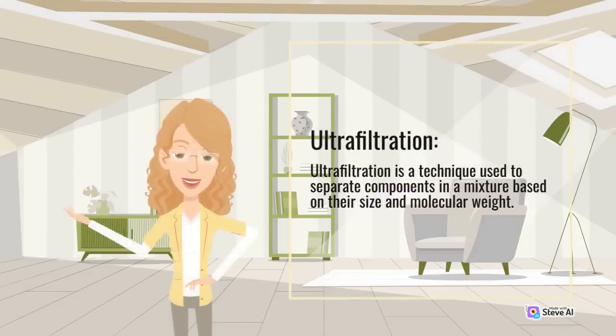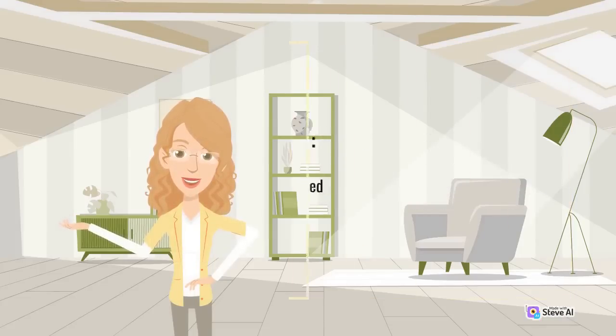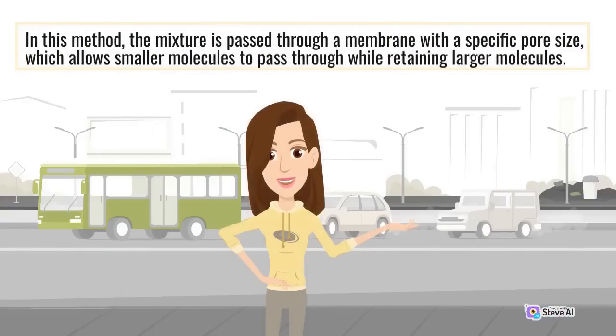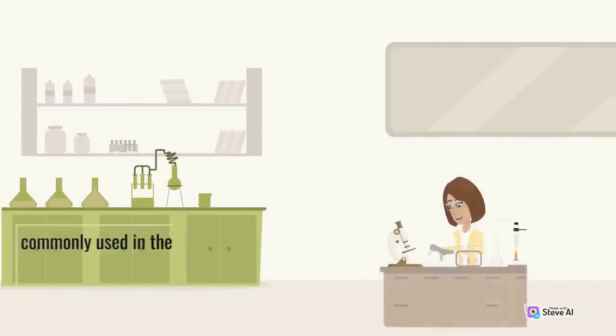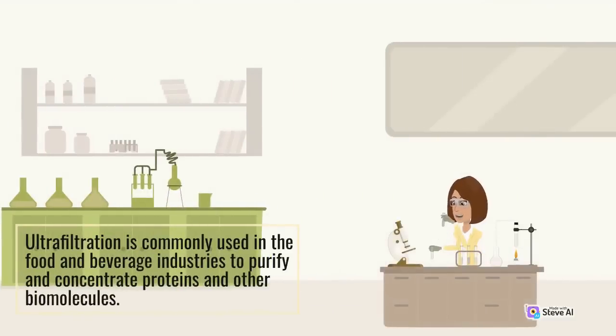Ultrafiltration. Ultrafiltration is a technique used to separate components in a mixture based on their size and molecular weight. In this method, the mixture is passed through a membrane with a specific pore size, which allows smaller molecules to pass through while retaining larger molecules. Ultrafiltration is commonly used in the food and beverage industries to purify and concentrate proteins and other biomolecules.